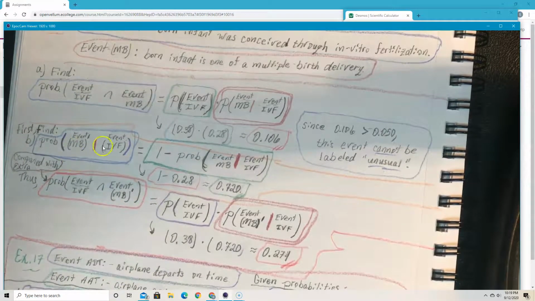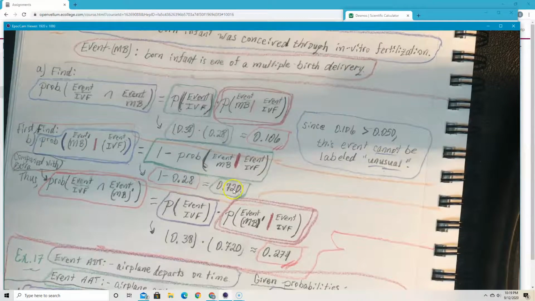What's this one? Knowing that, now you're talking about a subgroup of babies born. So knowing that, just from the babies conceived through in vitro, the probability of those not being part of a multiple birth is 0.720, 72%. Okay.